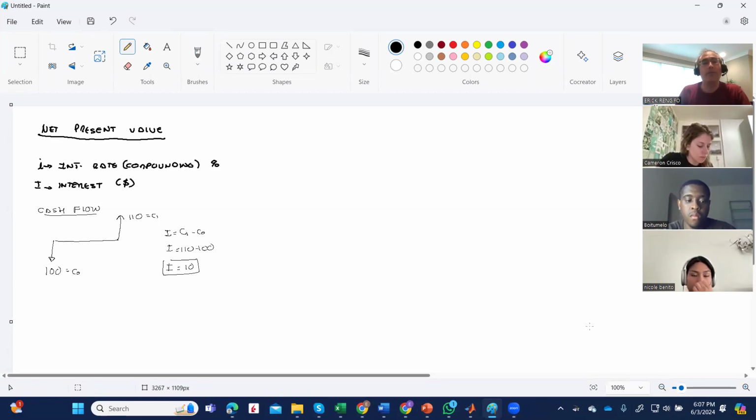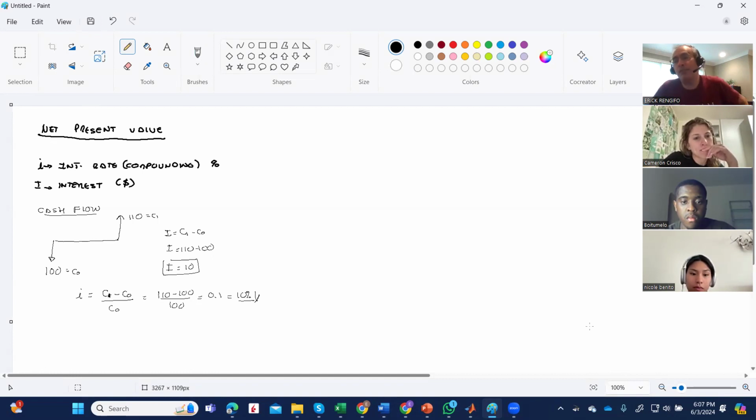Got it? And now, what is my interest rate? My interest rate is going to be C1 minus C0 over C0. Basically, 110 minus 100 over 100. This is equal to 0.1, that is equal to 10%. Make sense? This is the first thing you need to remember, interest rates. Now, the second thing that you need to remember, guys, is that imagine, let's do one example.